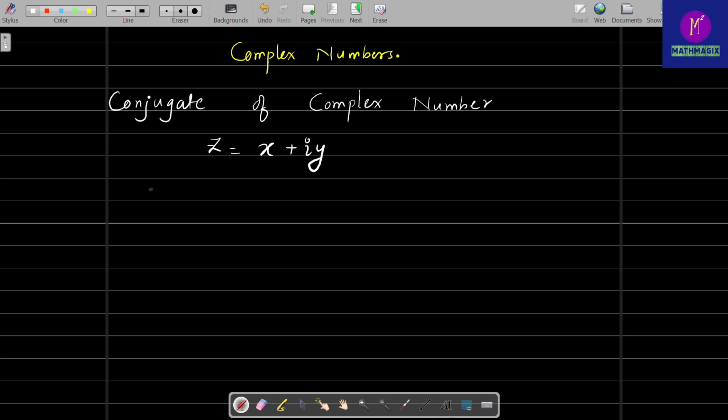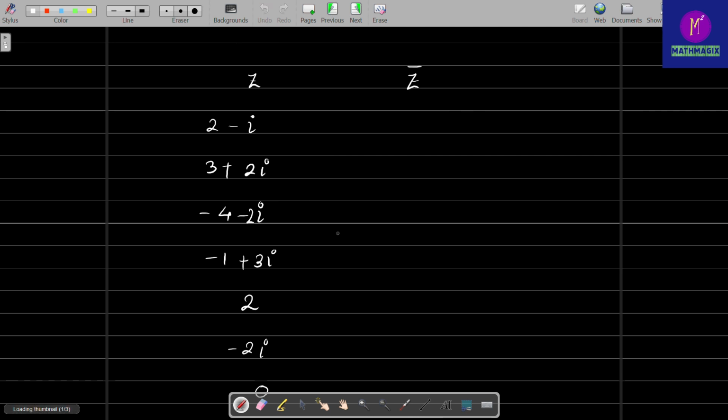Hello everyone. In this video we will see the definition of the conjugate of a complex number. If z is equal to x plus iy, then the conjugate of the complex number is denoted by z bar, where the value of z bar is equal to x minus iy. Remember one thing, we are just changing the sign of the imaginary part. So let us see some examples related to the conjugate of complex numbers.